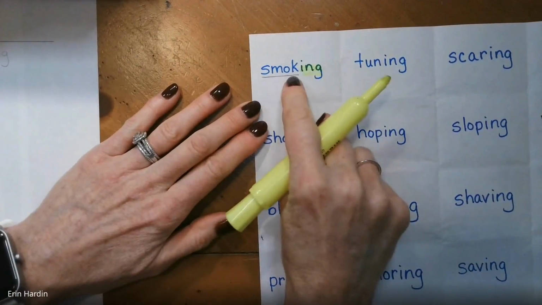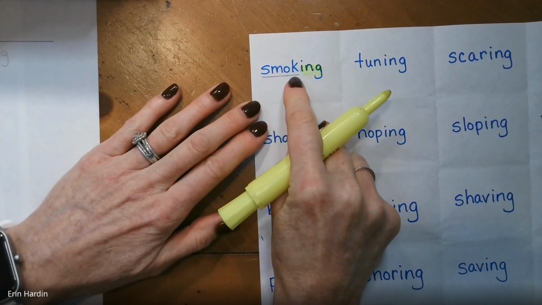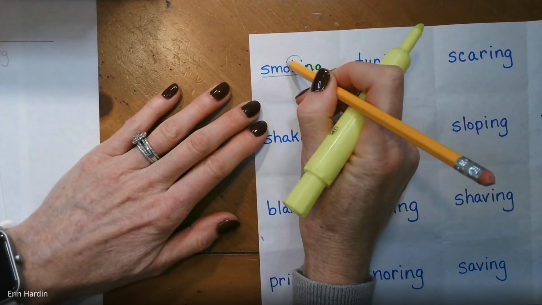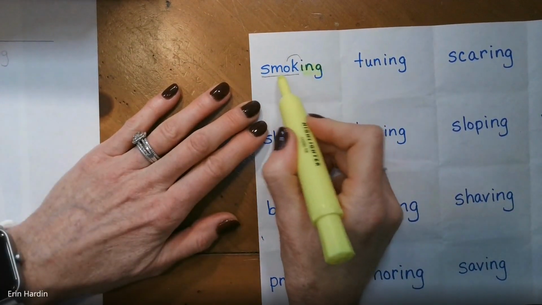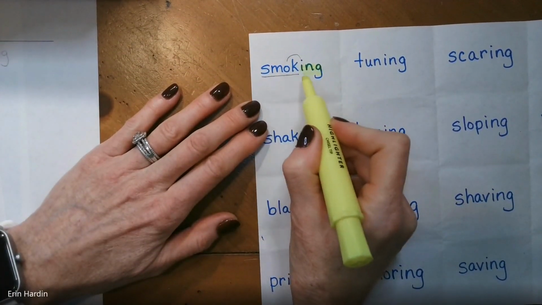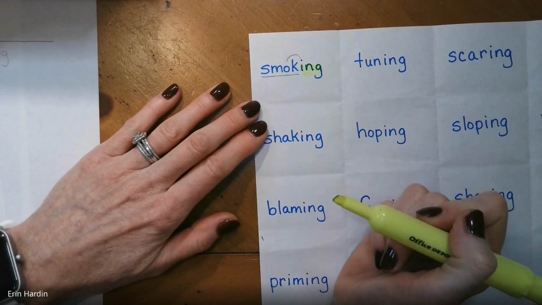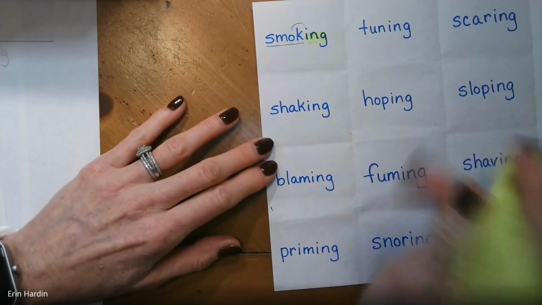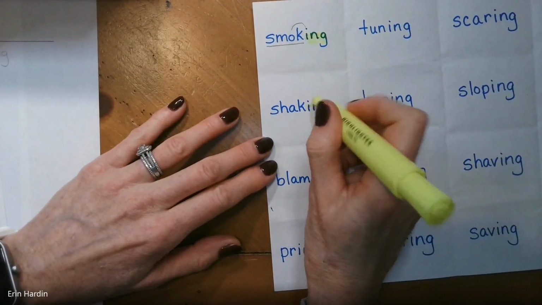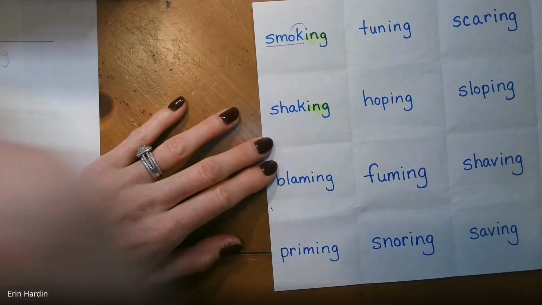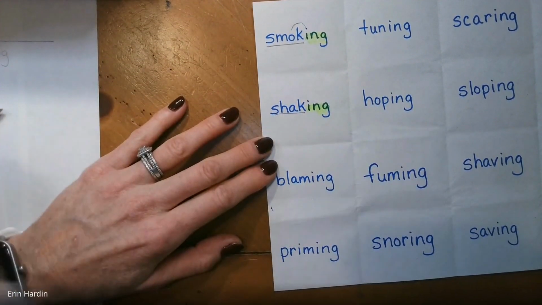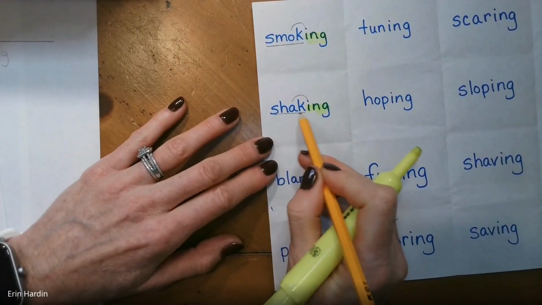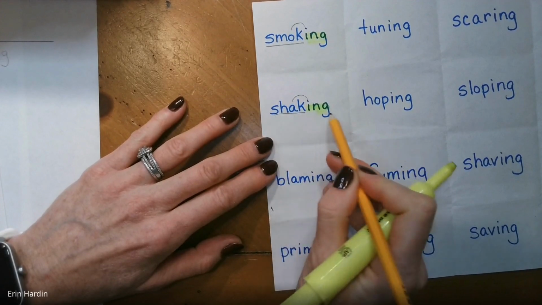But I'm looking at that base word, and it looks like it says smock, right? It looks like it says smock. Remember that I is jumping and telling the O to say its name. So that base word is really smoke, and the I is replacing the E. So that word is smoking. And so you would have the student go ahead, and we're going to highlight the ing. We'll underline the base word. And we know that that I is jumping over and telling that A to say its name. So that base word is really shake, and that's shaking.